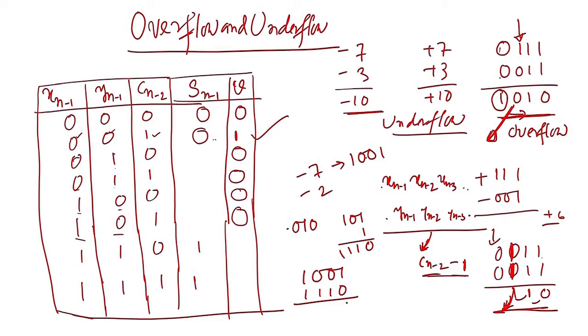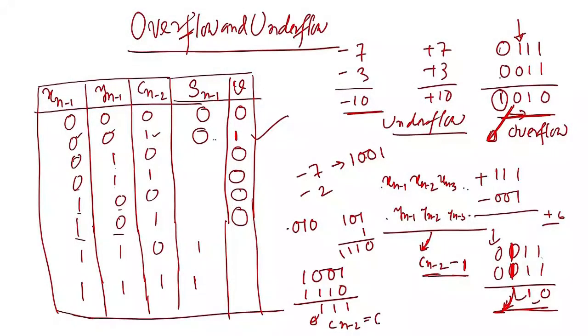You add it, and there is no carry at this position, but there is an underflow, that is, the C(n-2) position is 0. Here no carry out bit is coming, but what is happening? We are seeing there is an overflow. So, if both are 1 1 but there is no carry out bit, the sign, obviously, if you add two negative numbers, will remain negative, but there is an overflow here.